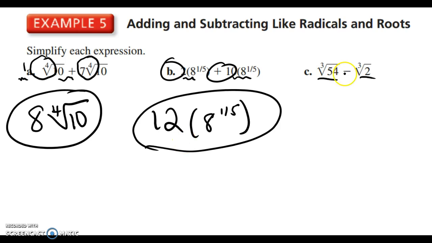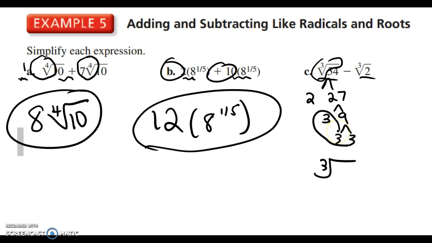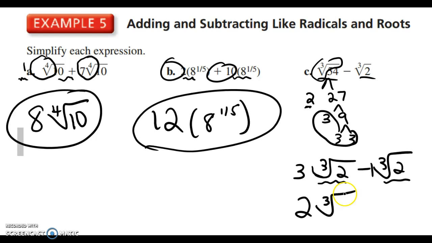Now these two are not the same, but 54 can be simplified. Let's factor tree 54. 54 is 2 times 27, 27 is 3 times 9, and this is 3 and 3. So we're looking for trios here because it's a cube root. So the cube root, we have a trio of 3s that will come out, and the leftover 2 will stay inside. Now I want to minus the cube root of 2. Notice these are now identical, and we can do 3 minus 1 and get 2 cube roots of 2.